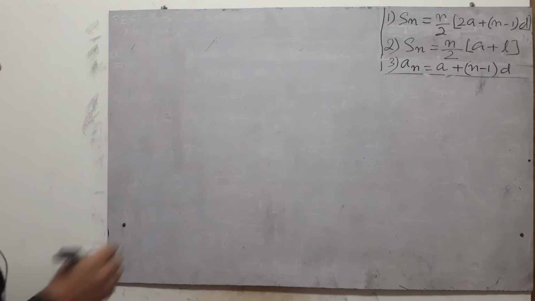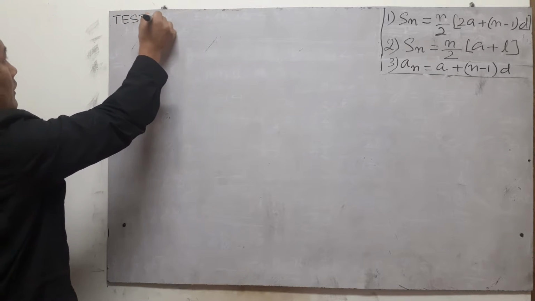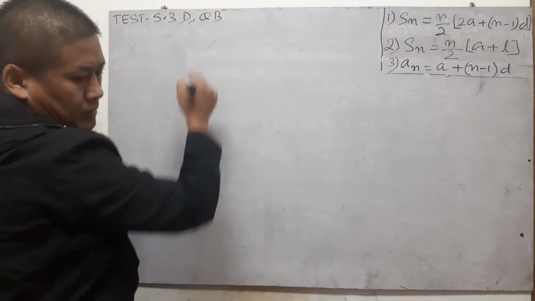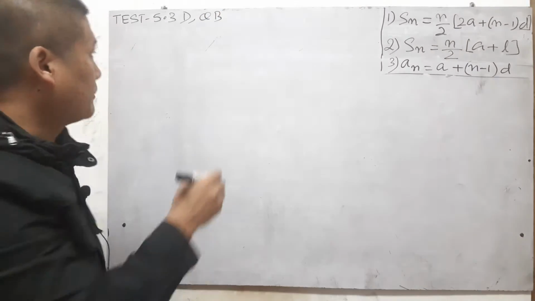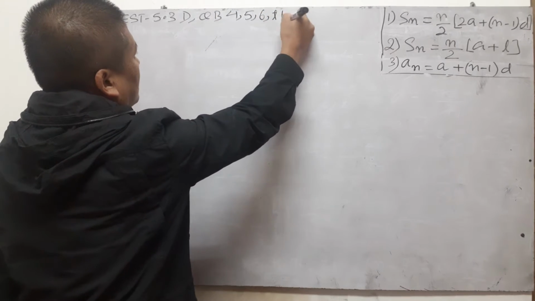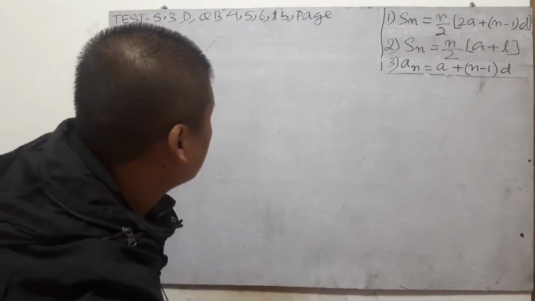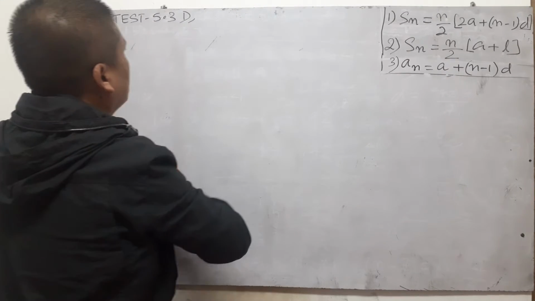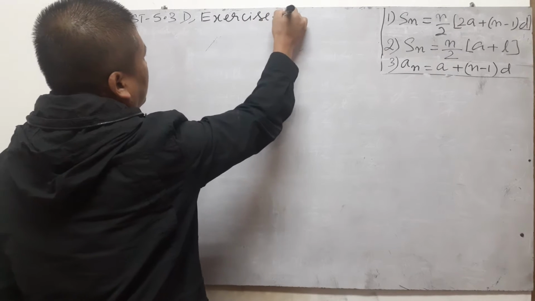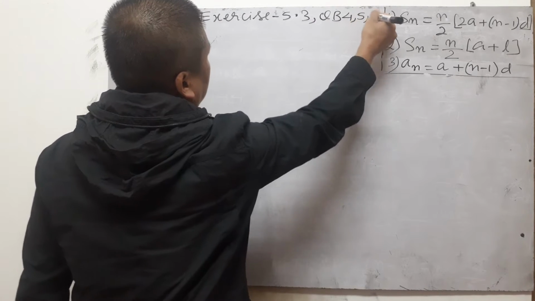Okay, so the next test, you follow me and write like I'm doing it. So, test 5.3D, and this will include questions B, 4, 5, and 6, three of them. This will be under your textbook exercise 5.3, question B, 4, 5, and 6.